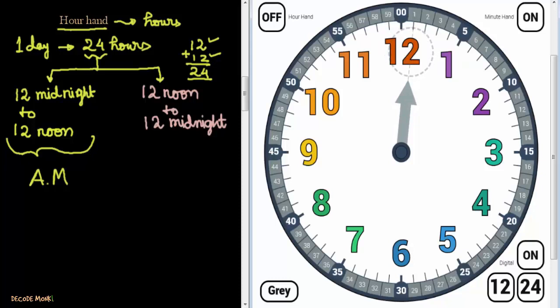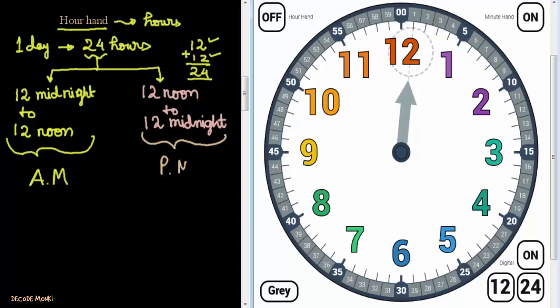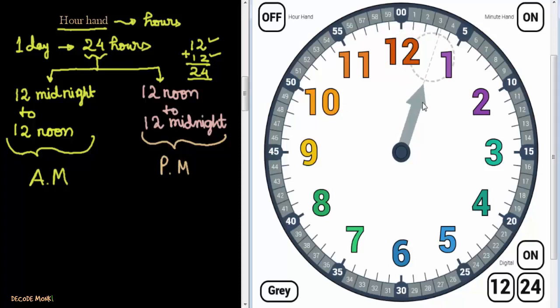Now this period is called the PM. So this is 1 PM. Remember, you had 1 AM during the night, that is midnight when you were sleeping, and this 1 PM is during the afternoon. This is 2 PM, this is 3 PM. So this is the second 12 hours.